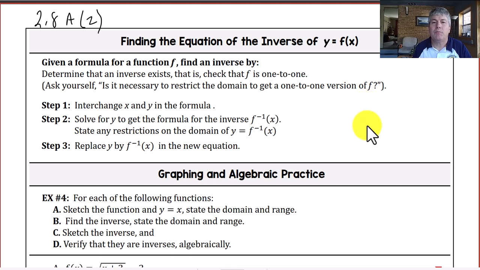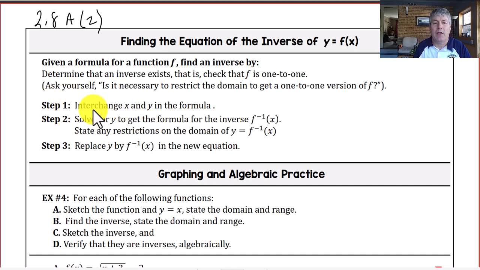Welcome back. The objective of this video is to algebraically find the equation of the inverse of a function. So we'll go through how to find that algebraically, and we'll also do some extra practice at graphing inverse functions. So the process for algebraically finding the inverse of a function is listed here.